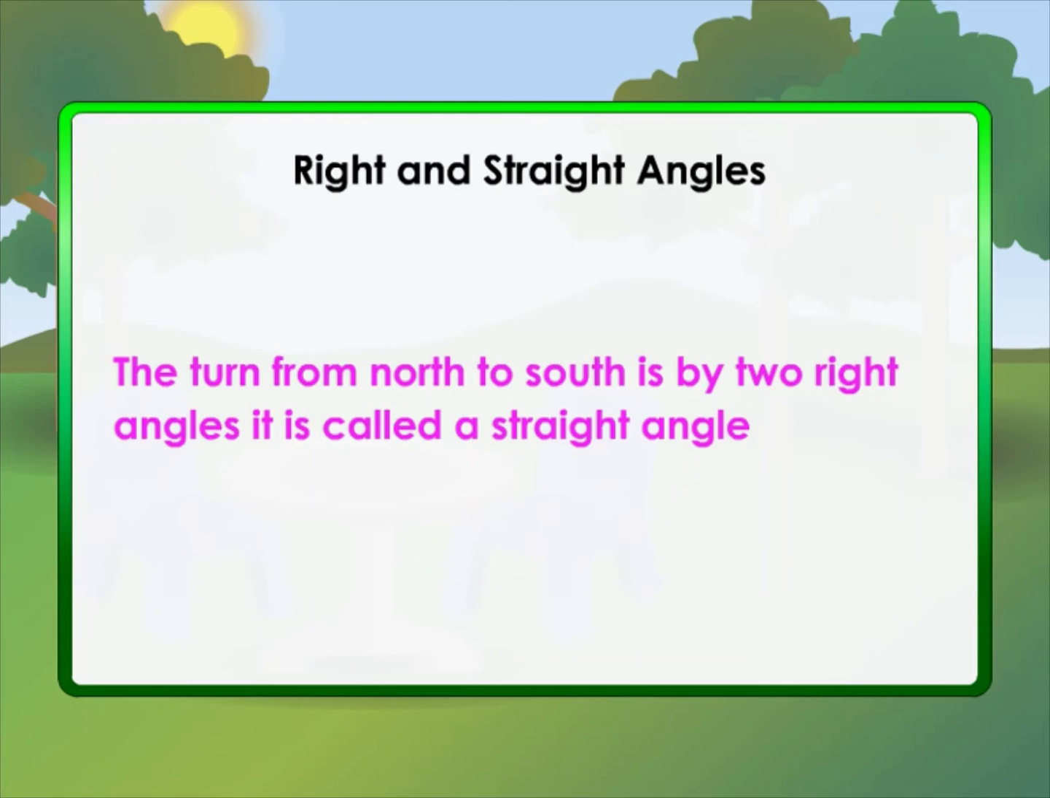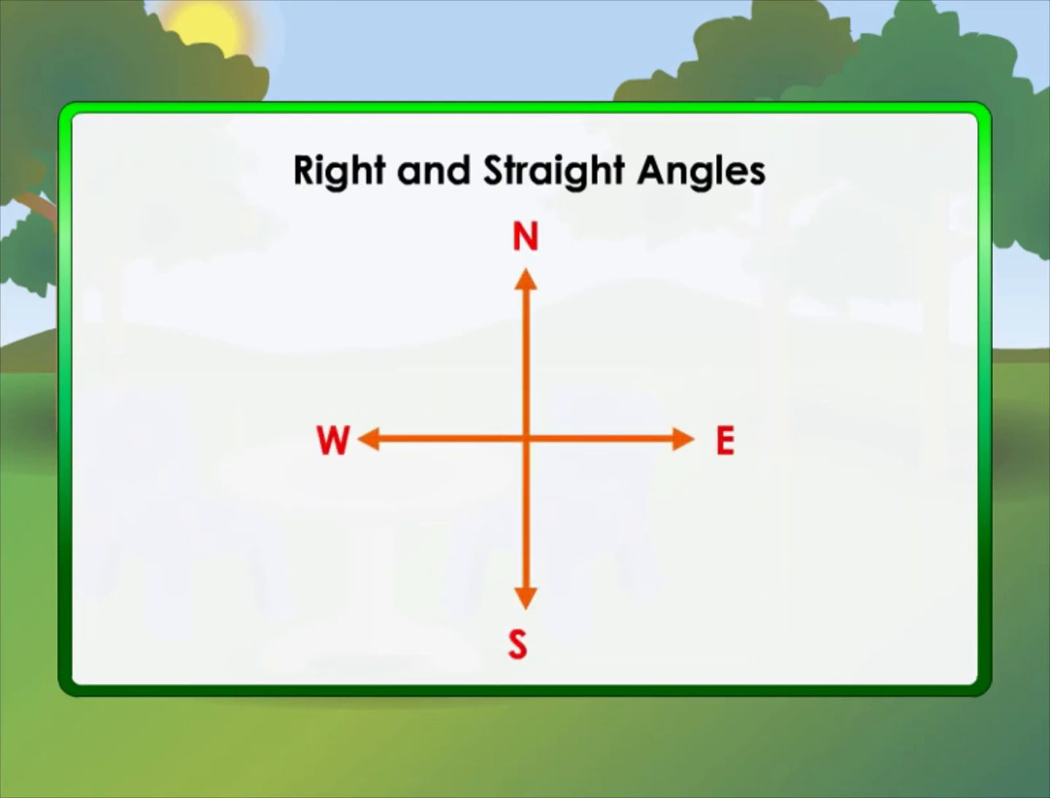The turn from north to south is by 2 right angles. It is called a straight angle. To turn from north to south, you took a straight angle turn. Again, to turn from south to north, you took another straight angle turn in the same direction. Thus, turning by 2 straight angles, you reach your original position.